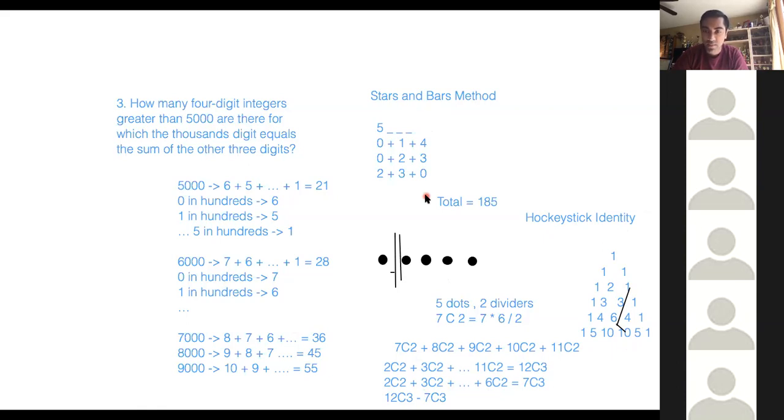Any questions on this? This will result in the same answer that we got here, the same 185 from adding up these values. But this is another method of getting the same thing. Any questions?